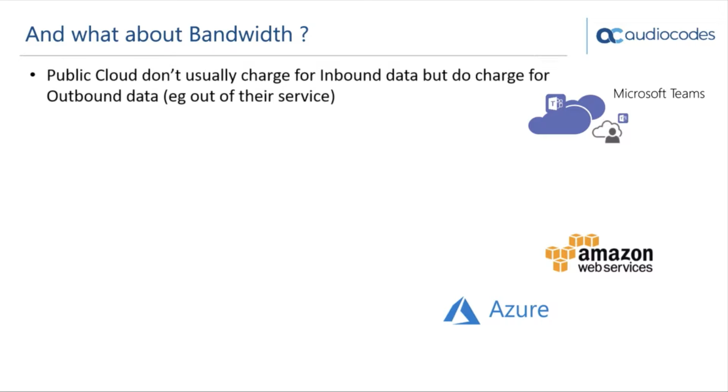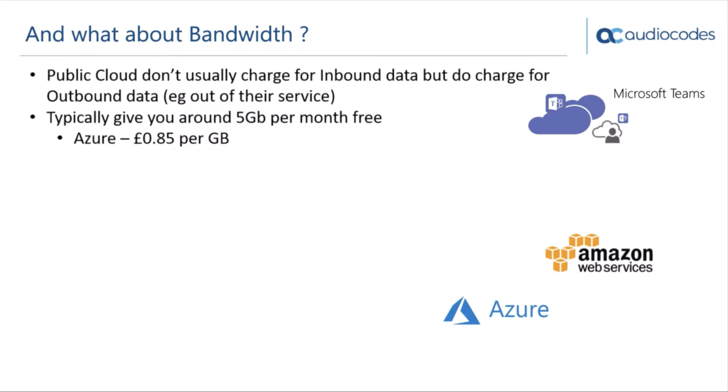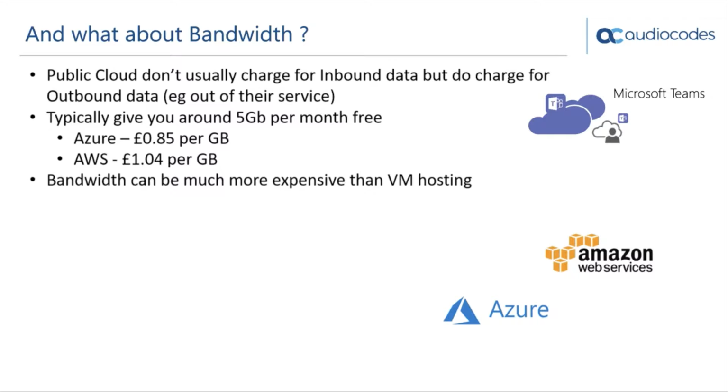So that's outbound data, and that does start to get quite expensive, because you typically get about 5 gigabits a month free of charge in terms of bandwidth, which isn't very much. If you use more above that, it's usually about 85 pence in Azure, or just over £1 in AWS per gig per month. So it soon starts to mount up if you've got a lot of traffic going on. What we found is the bandwidth can easily get more expensive than virtual machine hosting. It can often be 4 to 5 times higher, depending on lots of different reasons. But it can be very expensive.